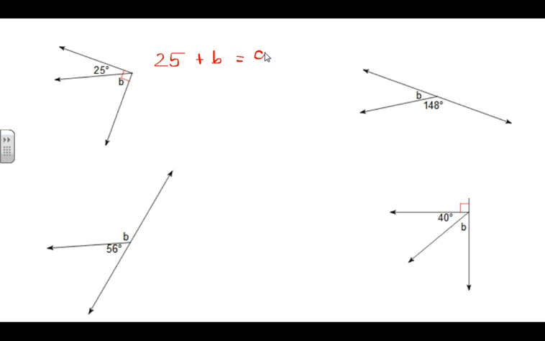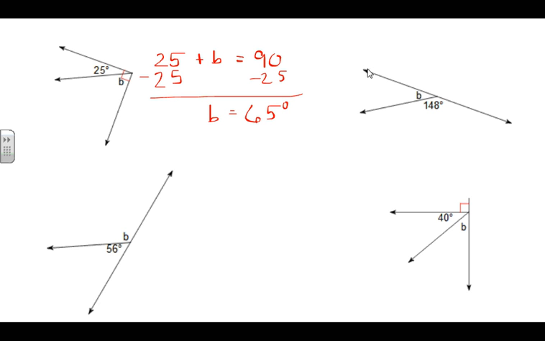That is exactly the kind of mistake that I would expect a student to make in class. So we are going to subtract 25 from both sides of our equal sign. And we'll get that b equals 65 degrees. Okay? All right, next.